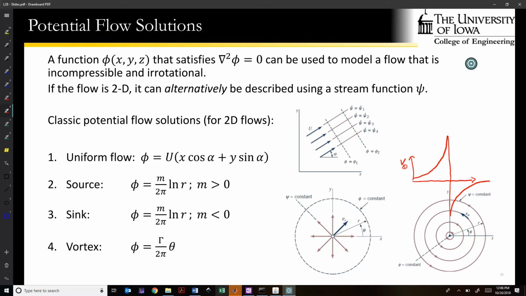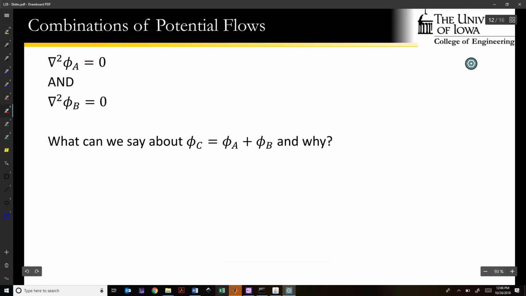And similar to the source and sink, it violates irrotationality only at the very center, but we can mathematically ignore the very center for a reason I'm about to show you. So we've got these 4 building blocks. So switch into math mode for a second.